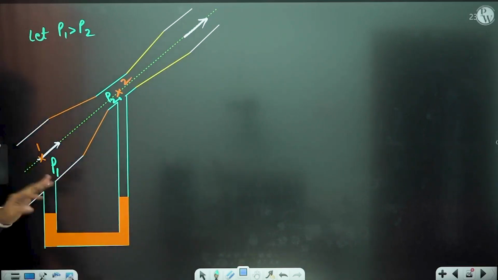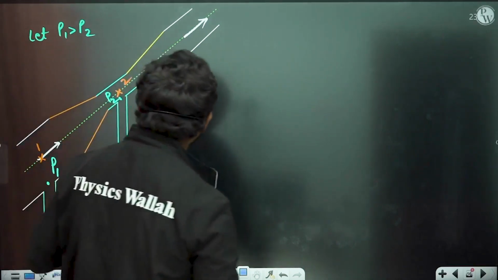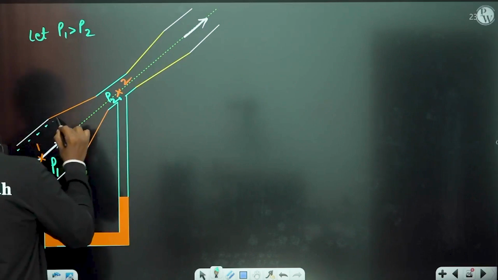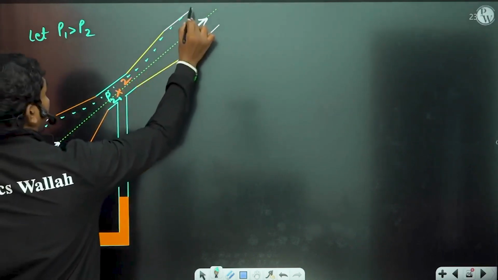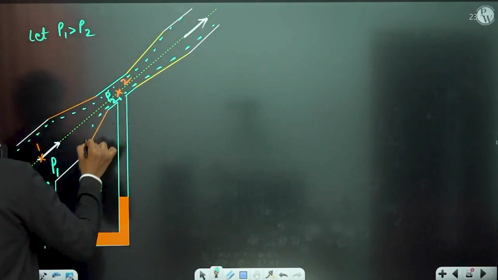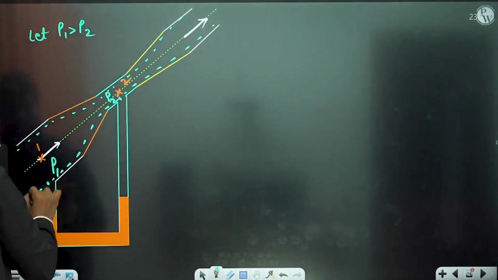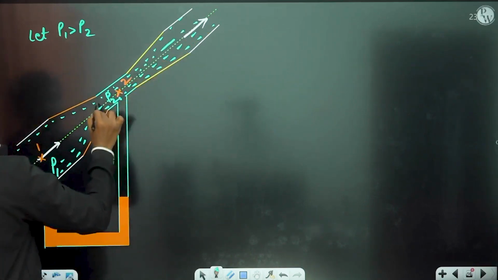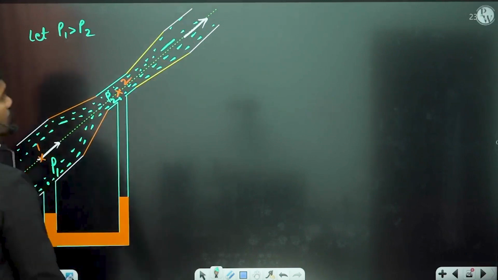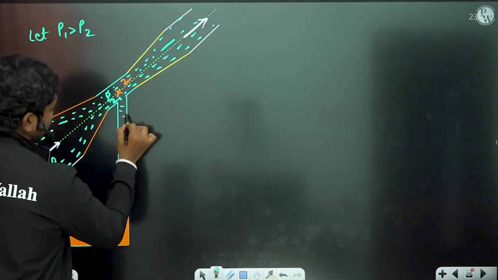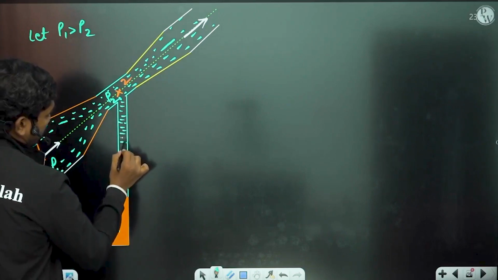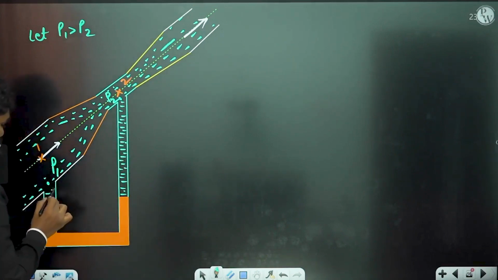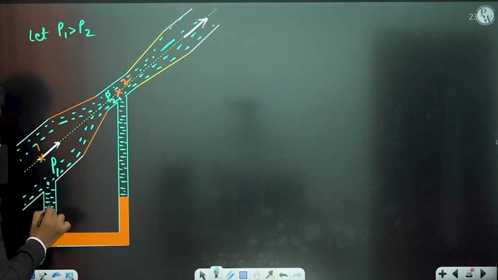So this is basically the manometer. Because of the pressure there is some deflection in this manometer, and obviously there is some fluid which is flowing in this case. Here obviously this is filled with fluid, this is also filled with fluid actually.